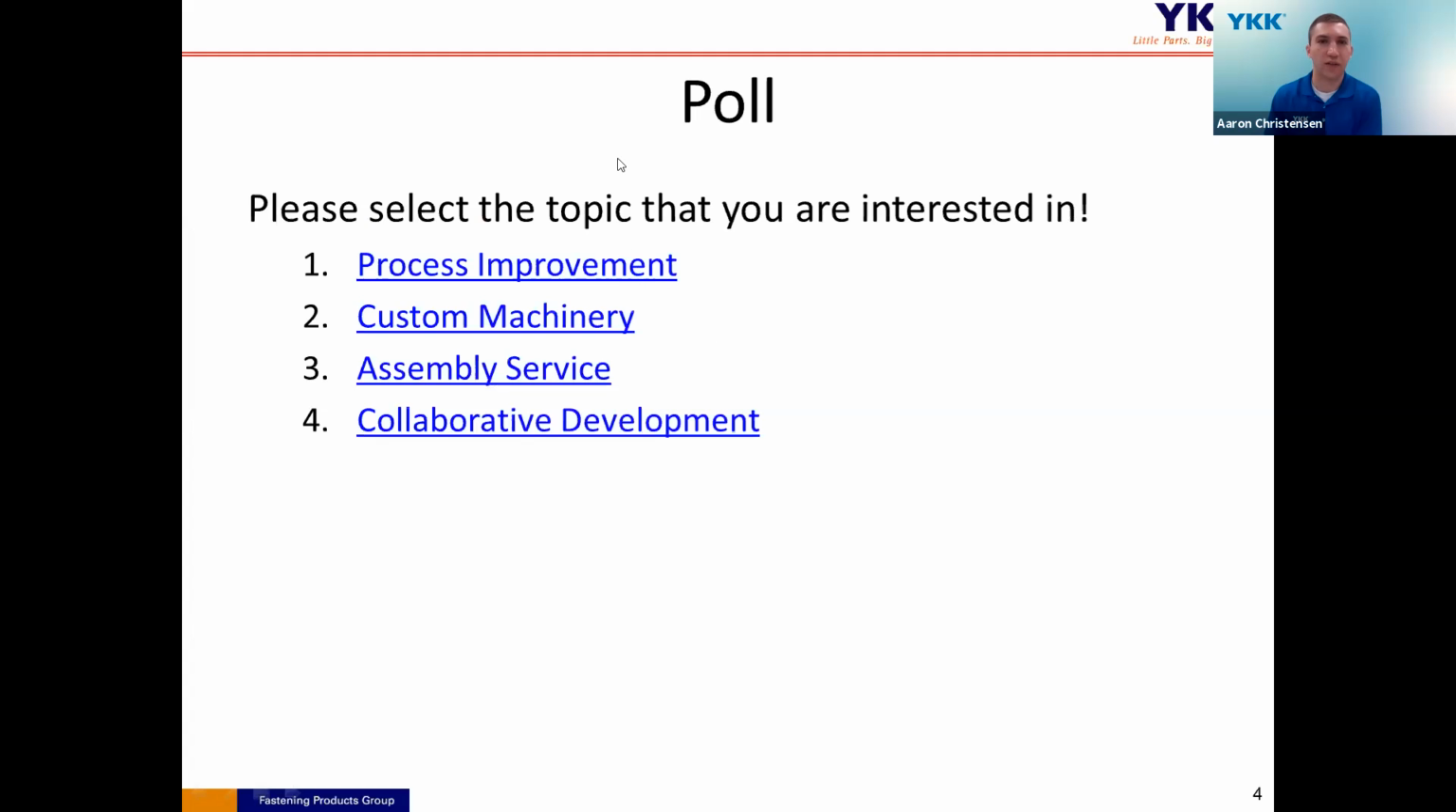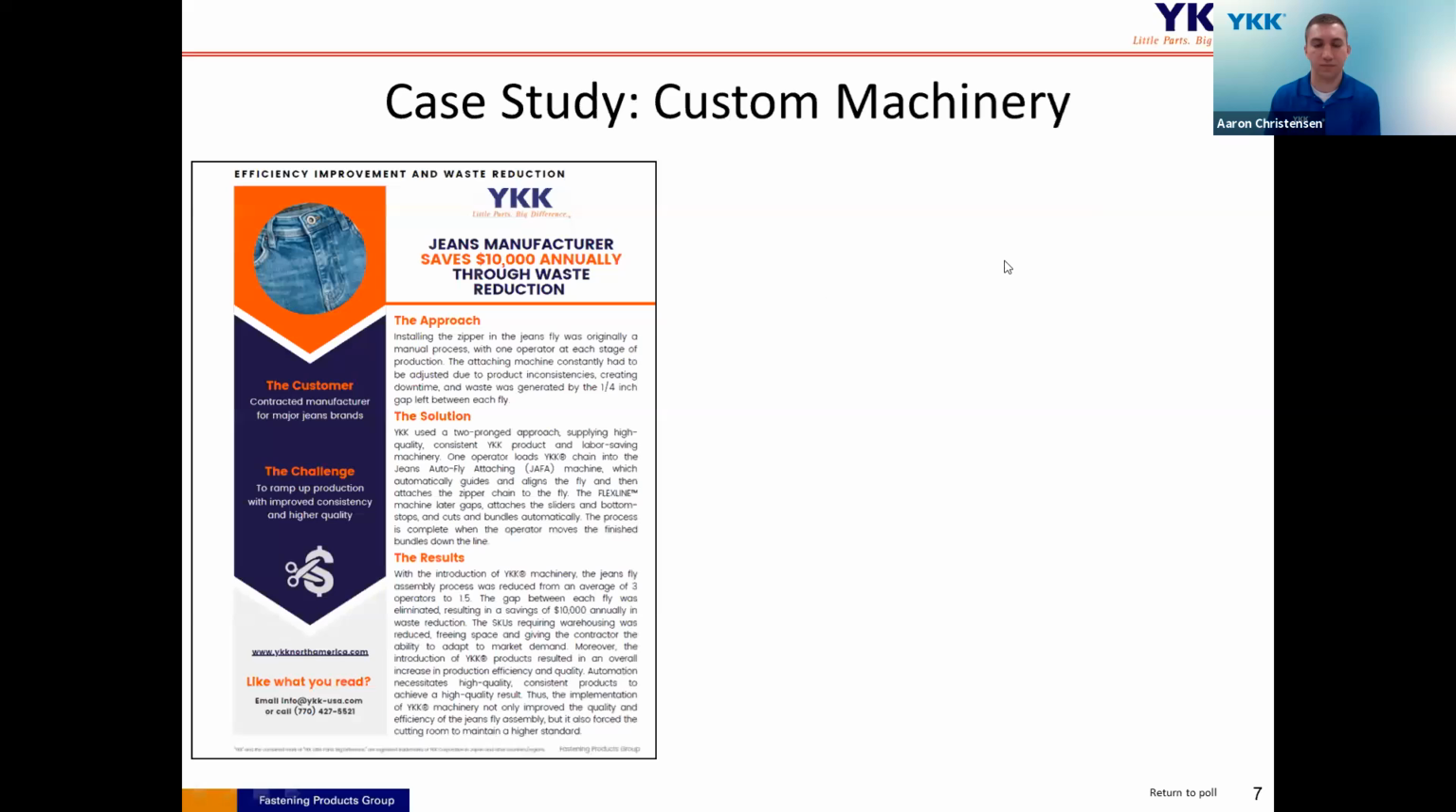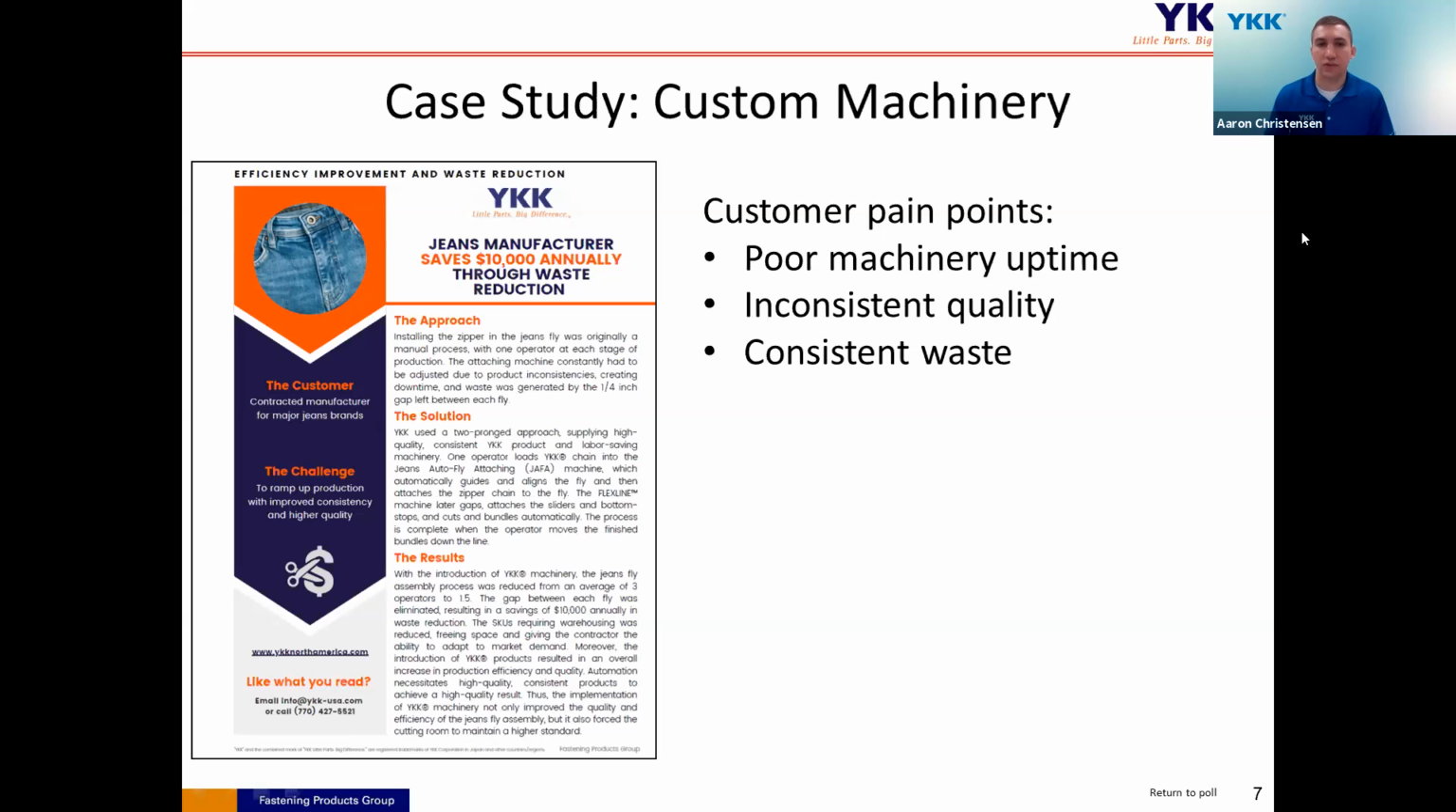I think next on the poll results was custom machinery. This customer was a contract manufacturer for major jeans brands. And in this case, we were looking at the fly attachment process. They were having a lot of issues in this department.